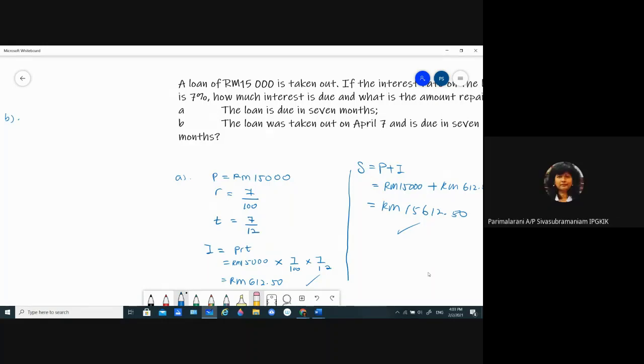But you see, when they give you a date, since a date is given, they give you the starting date of the loan, so we must use days. We cannot use months anymore. So from April 7, 7 months is April 7 to November 7. How many days is that? So we need to know from April 7 till November 7, how many days?